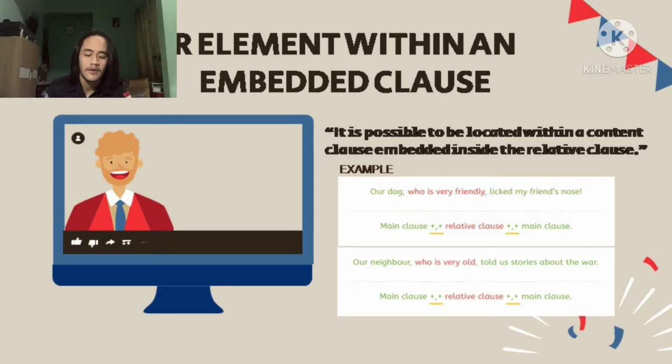First, nominal clauses, and the second is relative clauses. Nominal clauses create the embedded clause using for, that, from, or being. And relative clauses create the embedded clause using which, where, who, whom, and whose. But now we are only going to talk and explain about relative clauses.